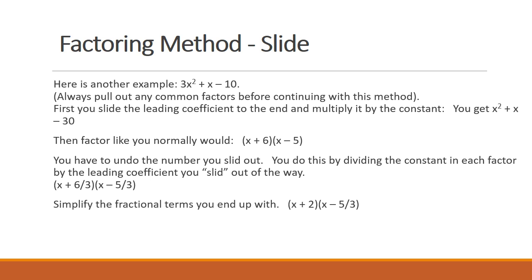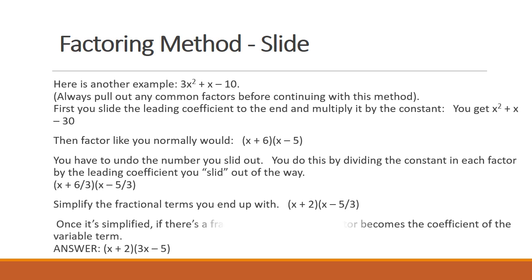The next thing we're going to do is simplify our fractions. So now we have x plus 2 times x minus 5/3. The x plus 2 will remain the same since it has no denominator. The 3 in the second parentheses will slide out from under the 5 and in front of the x. And we're left with x plus 2 times 3x minus 5.